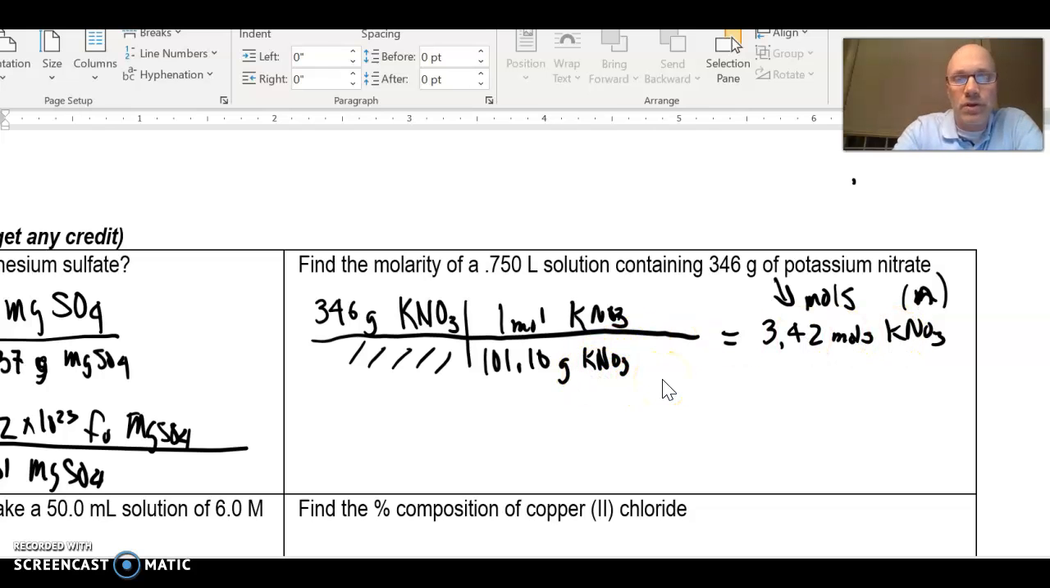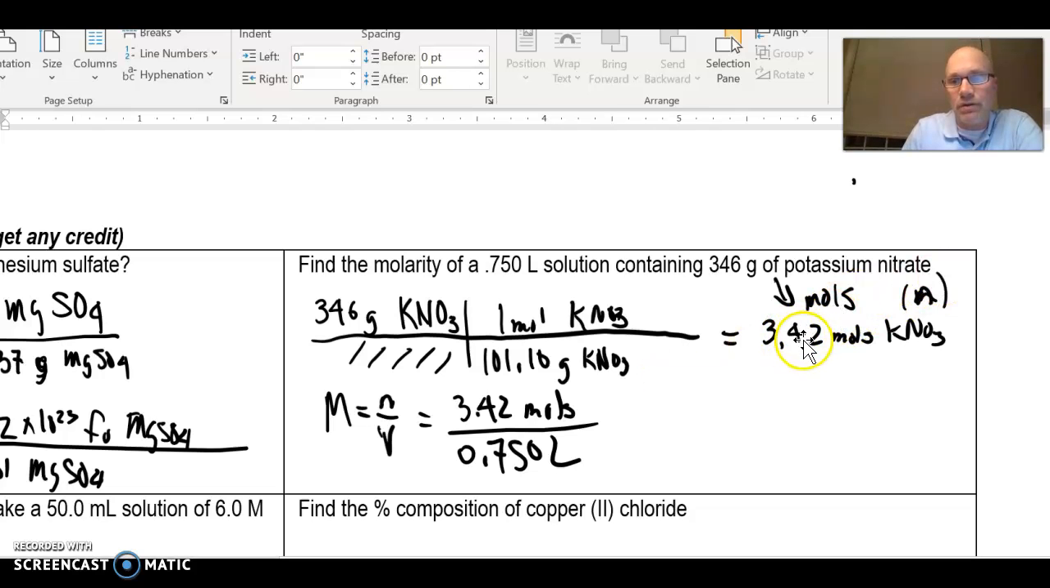All right, and remember that we're going to use that in the relationship where the molarity equals the number of moles divided by the volume. All right, just making sure that the volume is in liters. So we can take 3.42 moles and divide that by the 0.750 liters. Notice here I rounded it to 3 sig figs because this has got 3 sig figs. In this problem, we're also going to round to 3 sig figs because both of these numbers here have 3 sig figs. And that's going to be 4.56 molar.